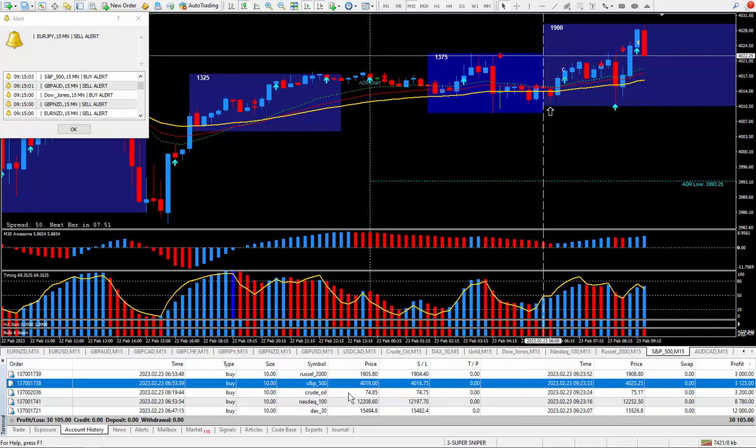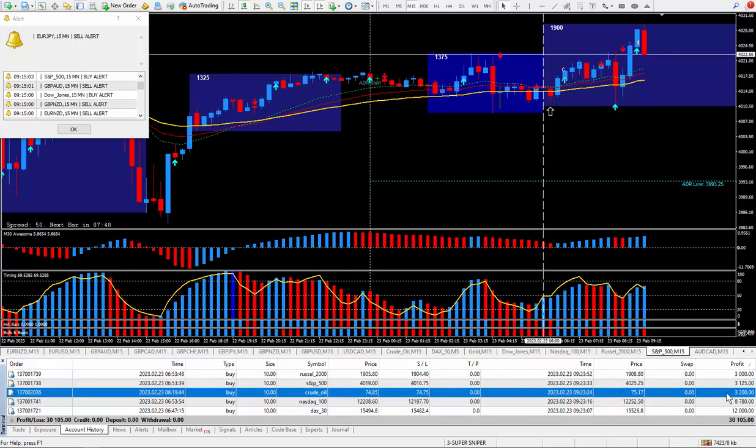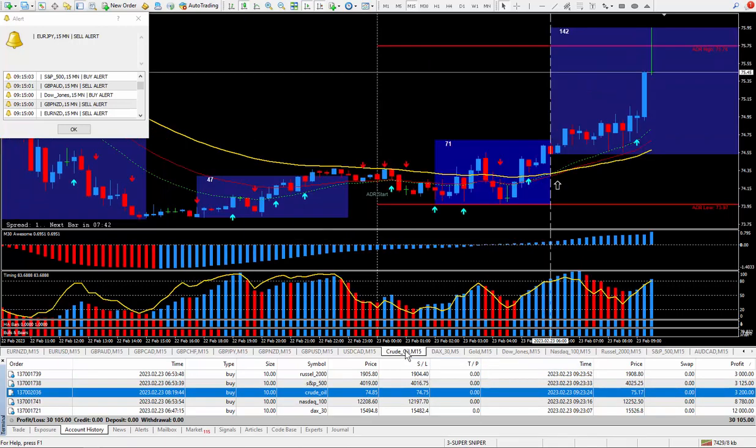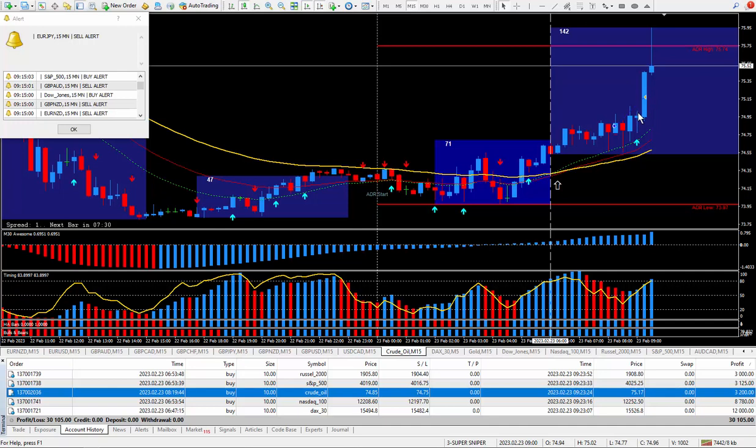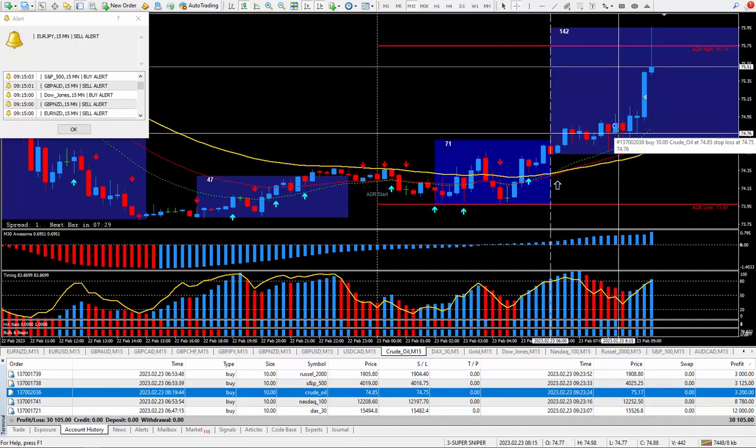Moving on to crude oil. Now this one pays $10 for each tick. And of course, looking at the money, it should be 32. If I would have stayed in a trade longer, I would have made more than double. But I was happy with the 32.